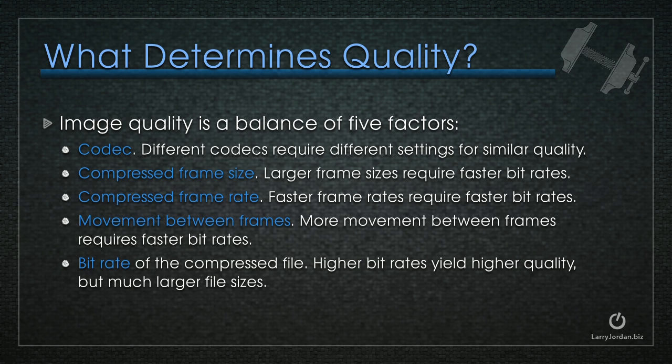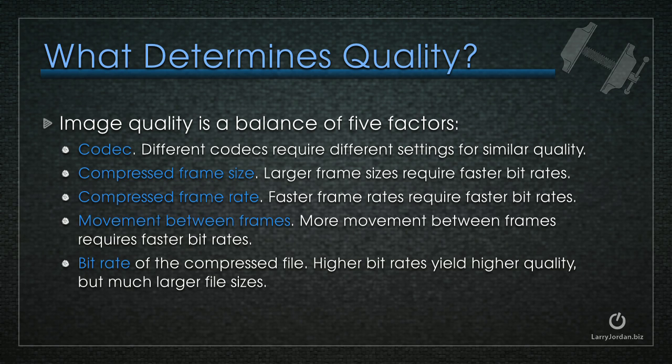Image quality is a balance of 5 factors: codec, compressed frame size, compressed frame rate, the amount of movement between frames, and the bitrate of the compressed file. Different codecs require different settings for similar quality. For instance, MPEG-2 requires twice the bitrate of MPEG-4 to achieve the same quality.